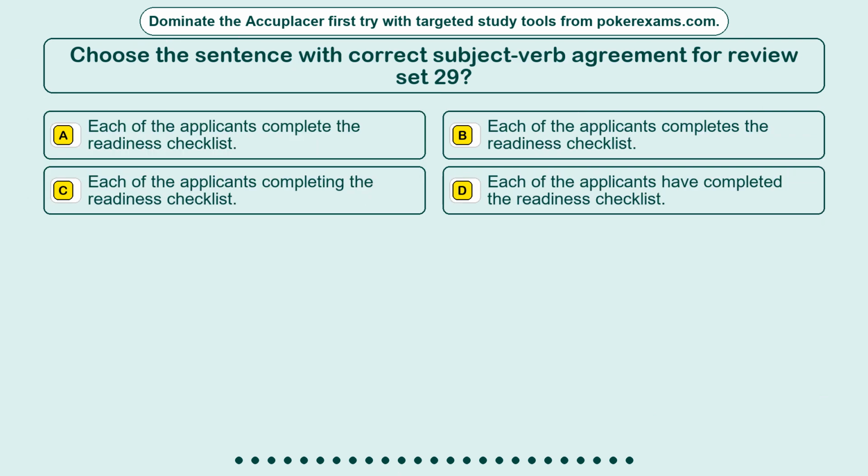Question 18. Choose the sentence with correct subject-verb agreement for review set 29. Option A. Each of the applicants complete the readiness checklist. Option B. Each of the applicants completes the readiness checklist. Option C. Each of the applicants completing the readiness checklist. Option D. Each of the applicants have completed the readiness checklist.